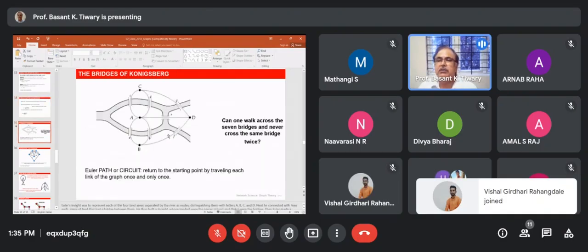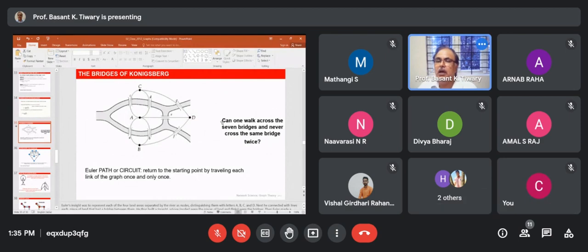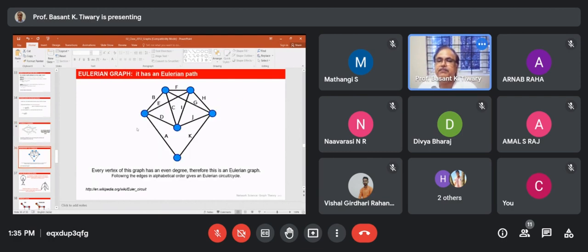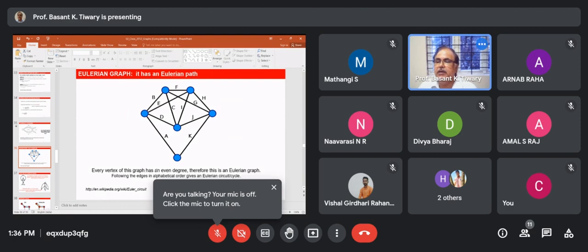As you know, I was talking about this, the Königsberg problem, that is based on the Euler path. Here you have to return to the starting point by traveling each link of the graph only once and only once. So if you see, this is the example of an Eulerian path where every vertex of this graph has an even degree.